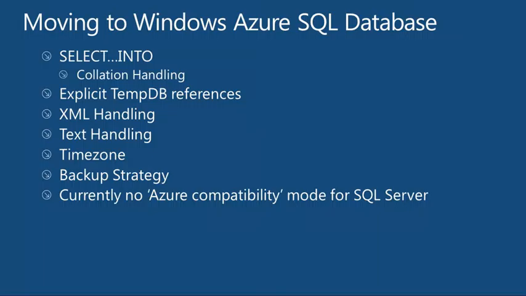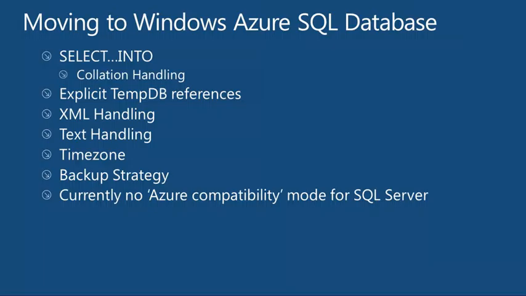Now, the first 4 bullet points, select into, explicit temp DB references, XML and text handling, stuff there that SQL Azure just doesn't support. Sorry, the Windows Azure SQL database. I can't get SQL Azure out of my head. Some of that stuff's going to be important to you in your code, and some of it won't be, okay? If it does matter to you, deal with it really early on, and don't make assumptions it's going to be easier to deal with. The one that bit us here was the select into, okay?